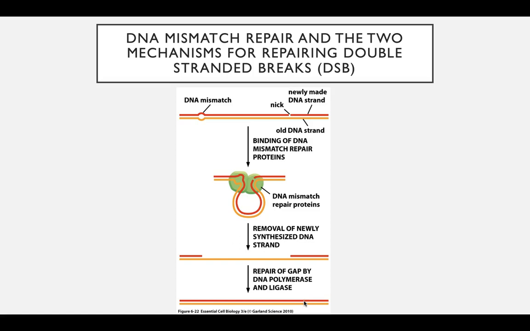So the next thing I'm going to talk about is DNA mismatch repair and the two mechanisms for repairing double-strand breaks. So thinking about it, mistakes are made by DNA replication proteins, or what we like to think of as the machines that do these DNA replications, but mistakes happen.